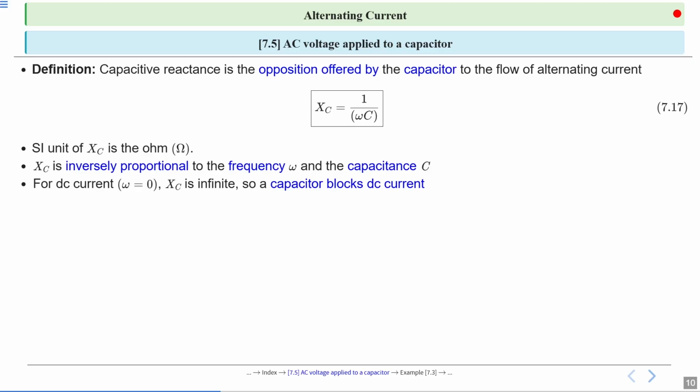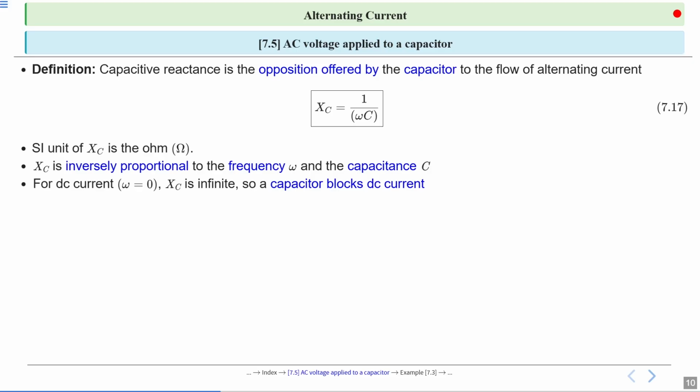Only when the capacitor is fully charged will it block the DC completely. Otherwise it will not block the DC completely until the capacitor becomes fully charged. But that time interval is so small, the charging of the capacitor is so fast, that the rise of current from 0 to a steady value is not taken into account. So for DC current, omega equal to 0, the capacitor blocks the DC current completely.